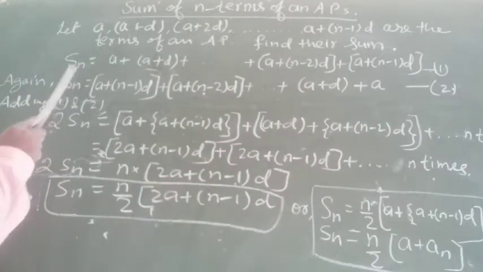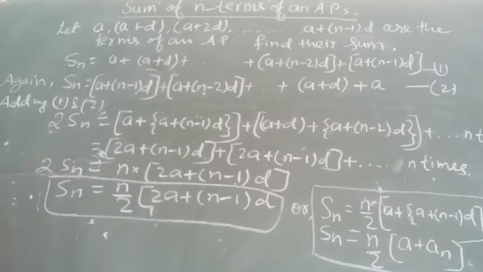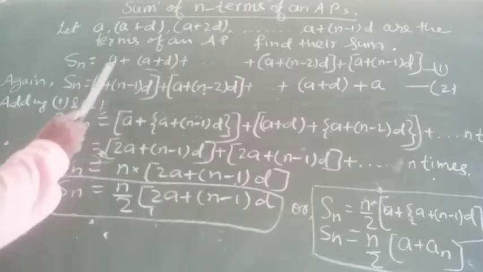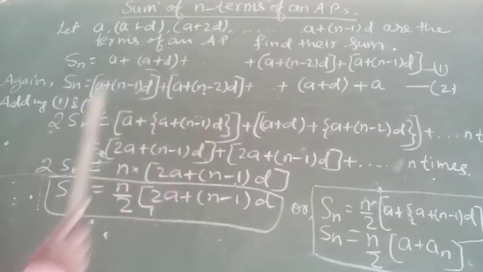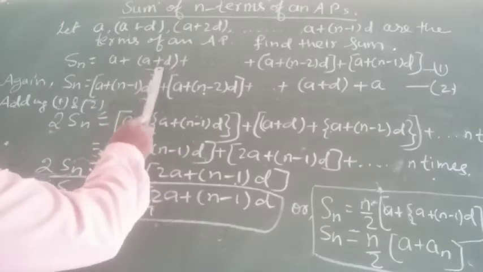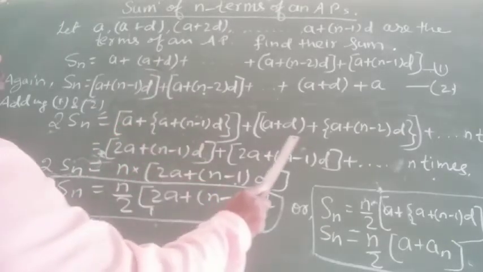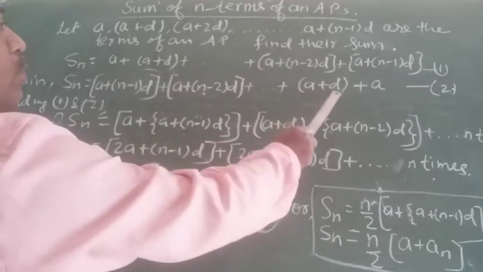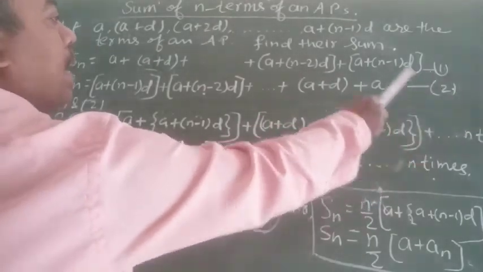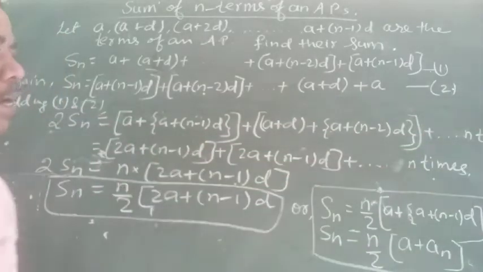So adding the two, Sn two times, 2Sn. a and a plus n minus 1 into d keep in one bracket. Then a plus d and a plus n minus 2 into d keep in the second bracket. Similarly, this one and this one keep in the third bracket, and this one in the fourth bracket.